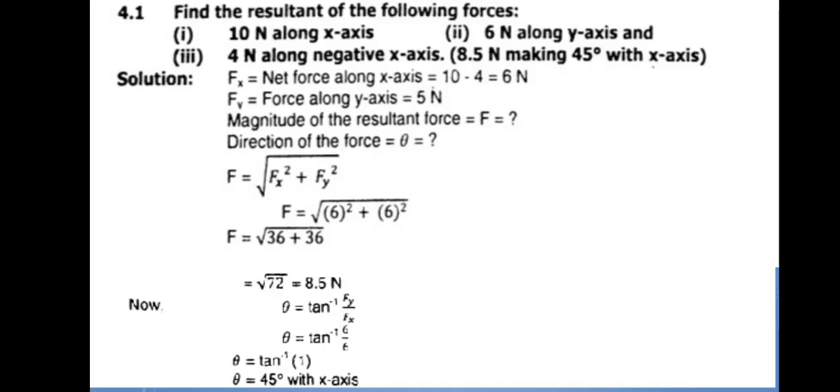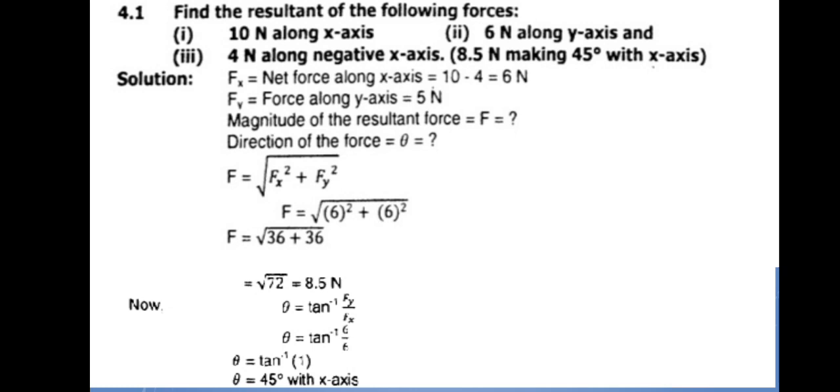So students, we will start our today's lecture from question 4.1, that is, find the resultant of the following forces: 10 Newton along x-axis, 6 Newton along y-axis, and 4 Newton along negative x-axis. Fx will be the net force along x-axis. There are two forces along x-axis. One is 10 Newton and the second one is 4 Newton along negative x-axis. The net force along x-axis will be 10 minus 4, which is equal to 6 Newton. Fy is the force along y-axis, which is equal to 6 Newton.